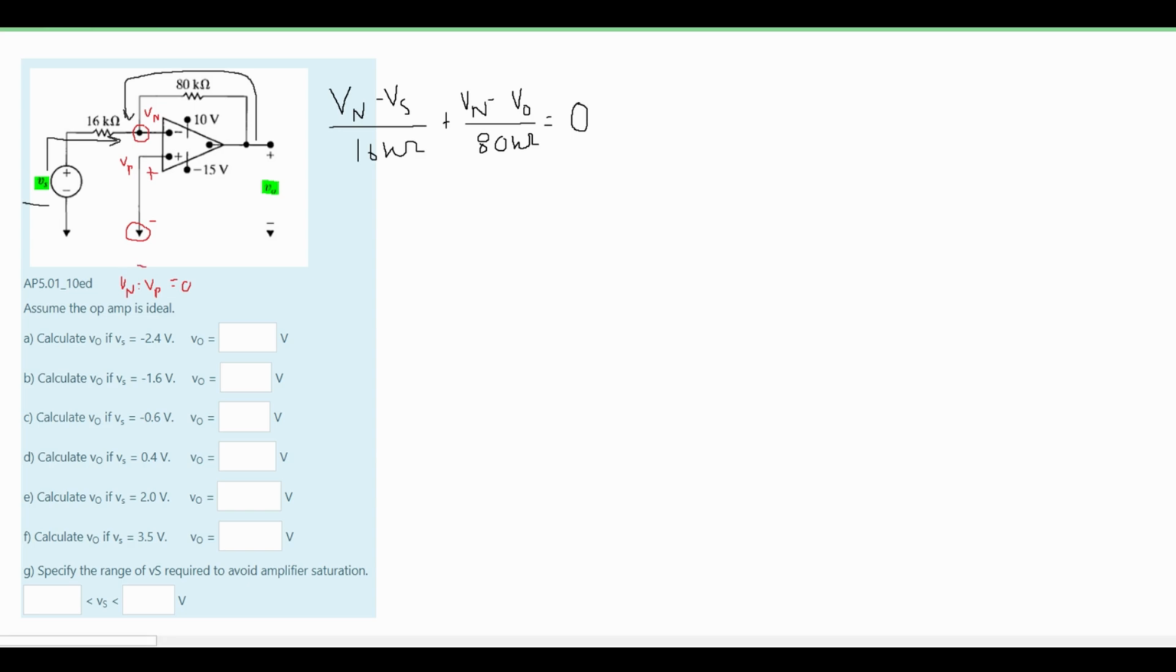Now we know from right here that our Vn is equal to 0, so we can get rid of this and write this as 0. And then I'm going to rewrite our equation, but first I'm going to simplify by multiplying everything by 80 kilo ohms. That way we can get rid of the denominator. If we do that, we are going to get a negative 5 Vs. And if we move our V0 over, we're going to get an equals to V0. So this is our formula. V0 is equal to Vs times a negative 5.